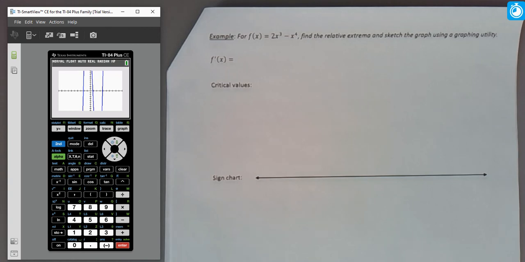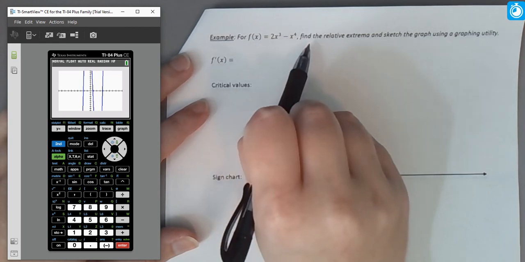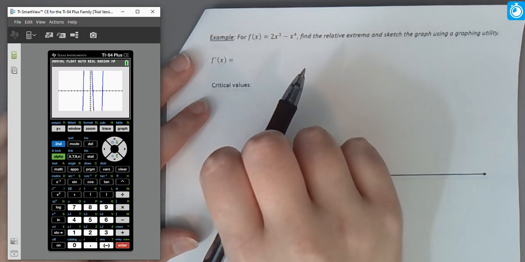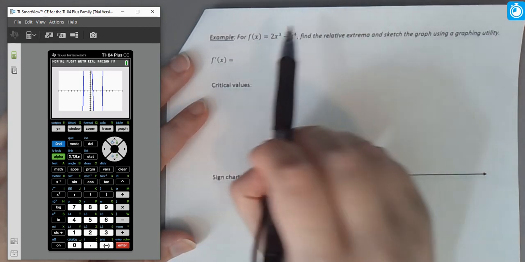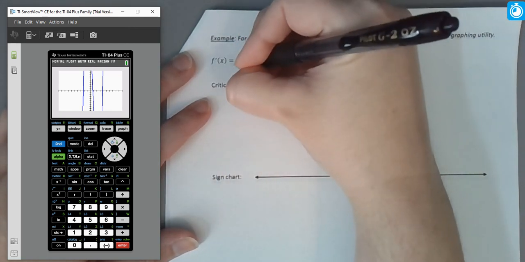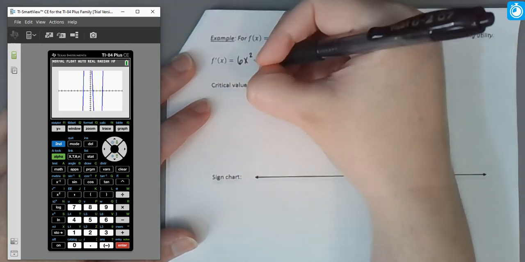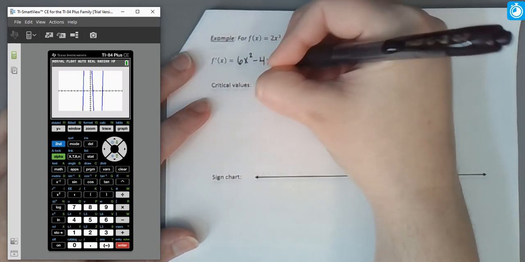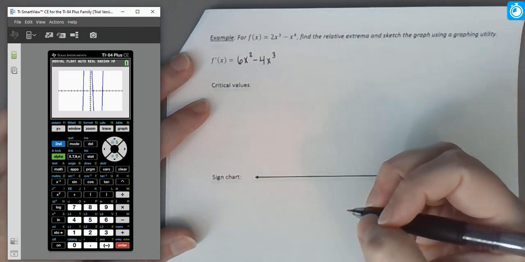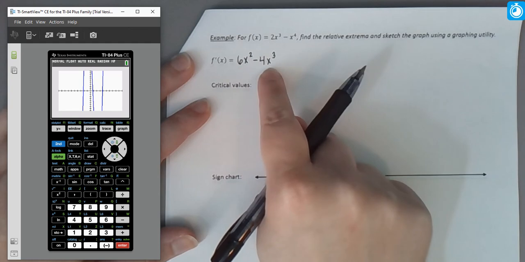So we need to start by finding our critical values, which means start with the derivative. Find the derivative of the function. Okay, so let's differentiate this. f of x is equal to 2x cubed minus x to the 4th power. So we can use the power rule, we can use the difference rule. So our derivative is going to be 6x squared minus 4x cubed.